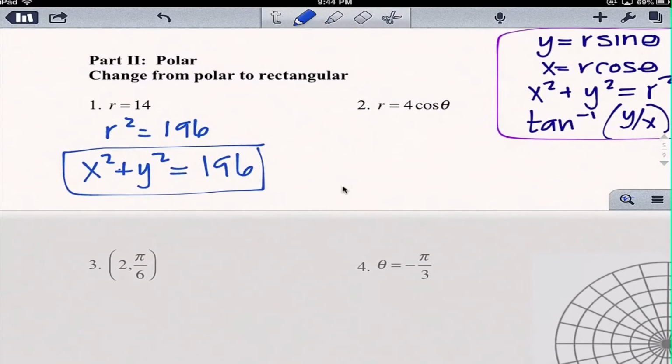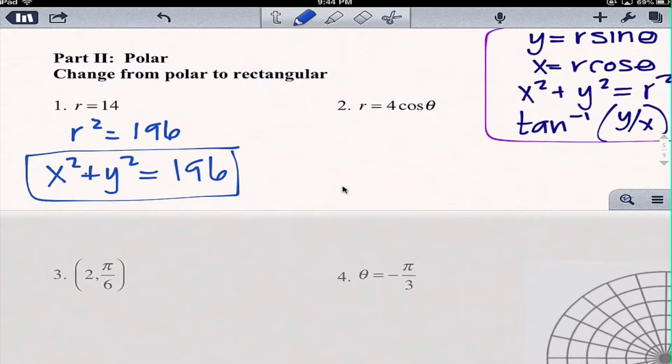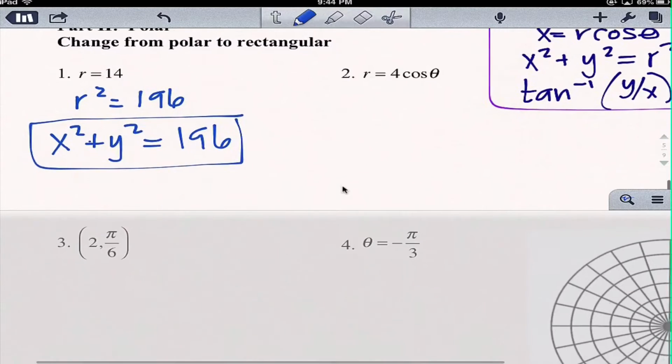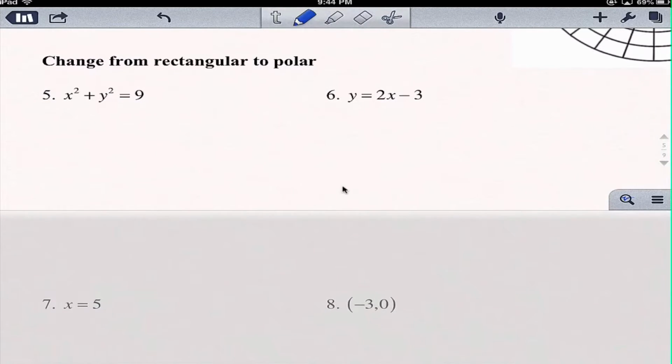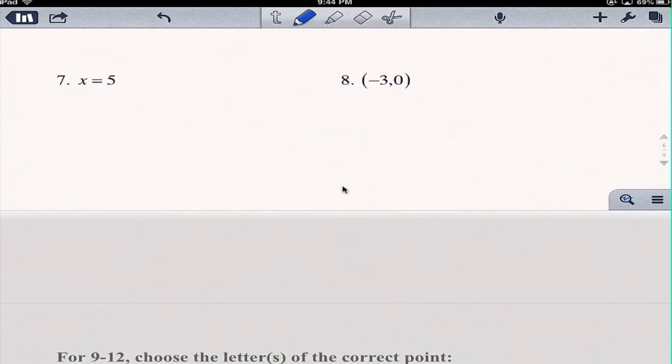Okay, definitely look through our notes, but that's the main thing that we would do to change things from polar to rectangular. Changing from rectangular to polar, I'm going to choose to go through number 7 here. Number 7 says x is equal to 5. So when I'm changing from rectangular to polar, I want to get rid of x and y and get it in terms of r and theta. I know x is equal to r cosine theta. So this is going to be r cosine theta equals 5.